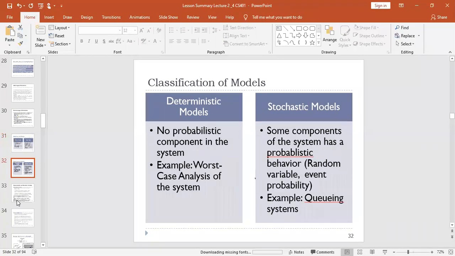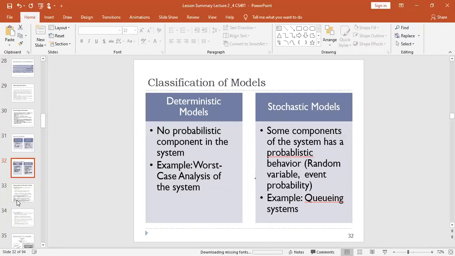Then the next classification is deterministic as against stochastic. When we say deterministic model, we are talking about models whose position or whose state value can be determined at any given point. We can determine it. That is why we say deterministic. In other words, it is not due to chance, we can know.